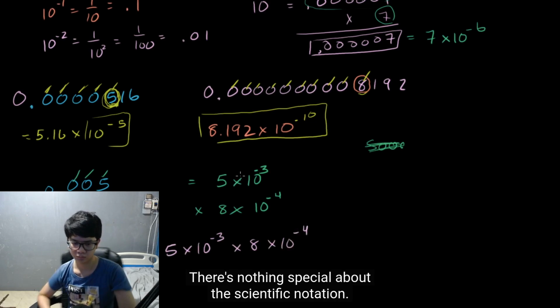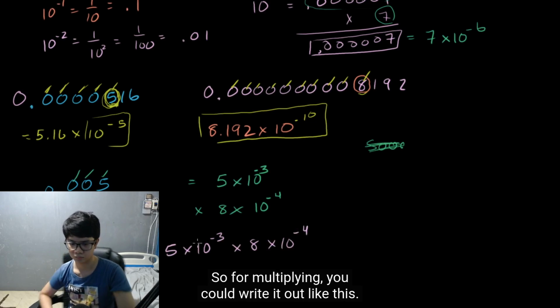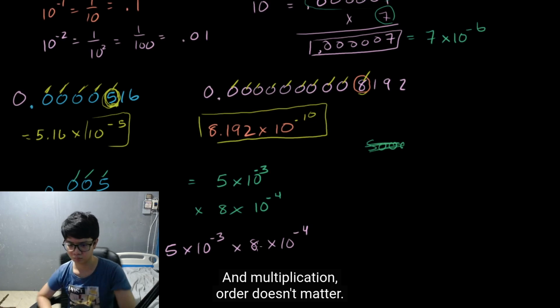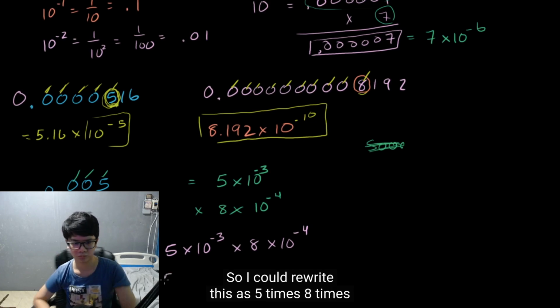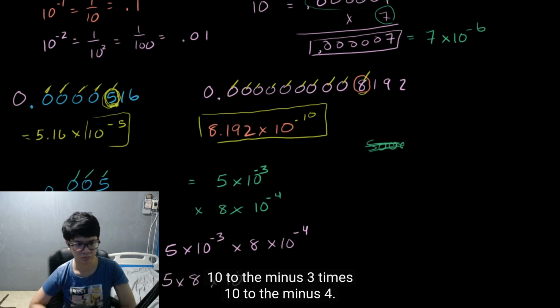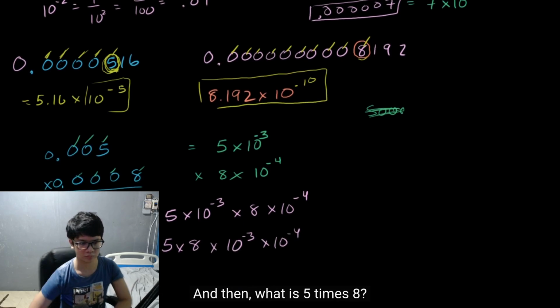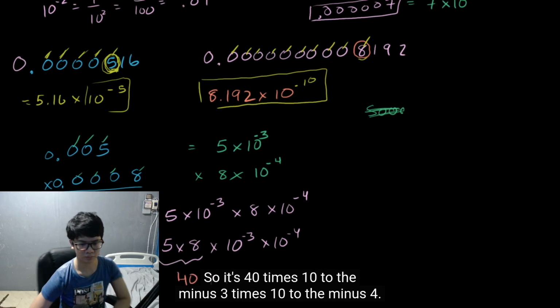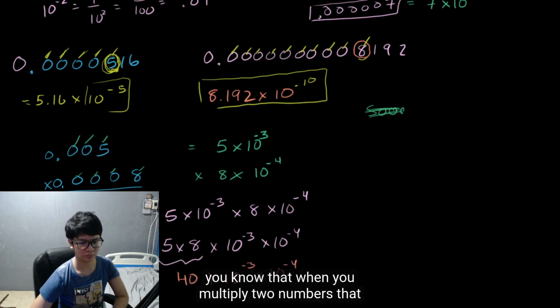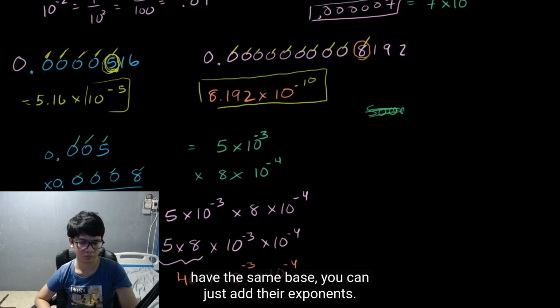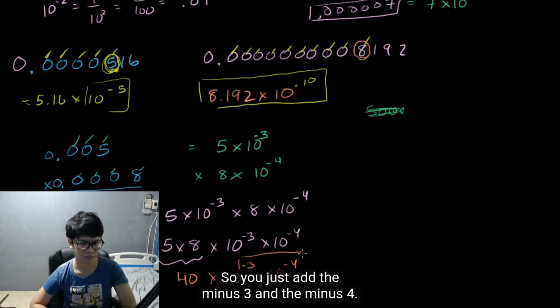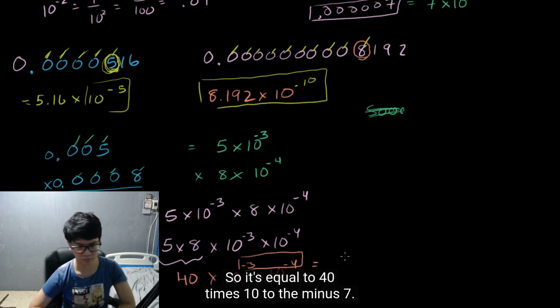There's nothing special about the scientific notation. It literally means what it's saying. So if we're multiplying, you can write it out like this. And in multiplication, order doesn't matter, so I can rewrite this as 5 times 8 times 10 to the minus 3 times 10 to the minus 4. And then what is 5 times 8? 5 times 8, we know, is 40. So 40 times 10 to the minus 3 times 10 to the minus 4. And if you know your exponent rules, when you multiply two numbers that have the same base, you can just add their exponents. You just add the minus 3 and the minus 4. So it becomes equal to 40 times 10 to the minus 7.